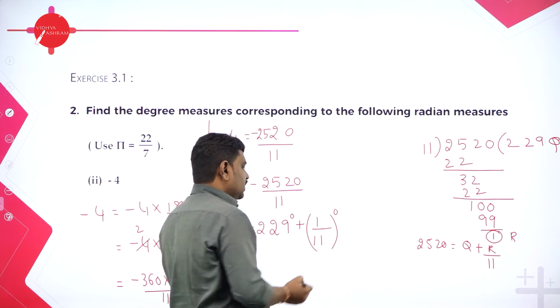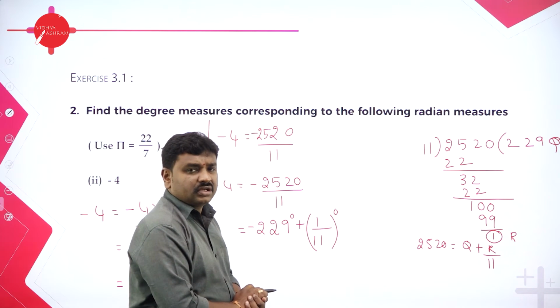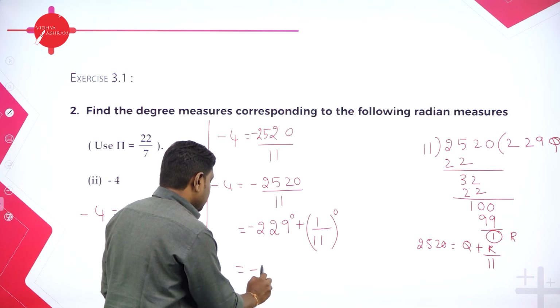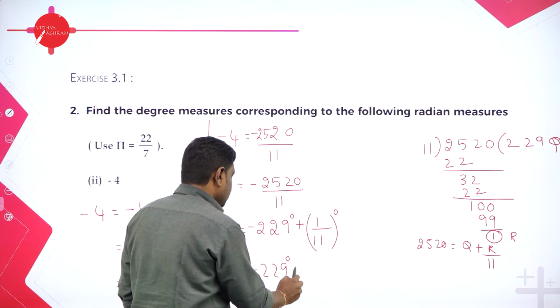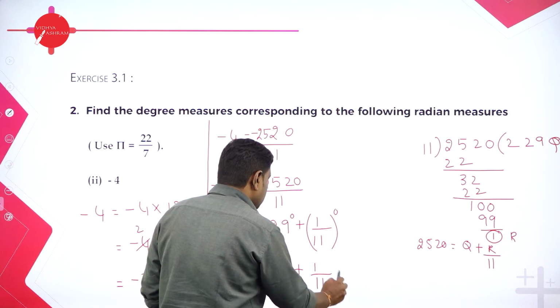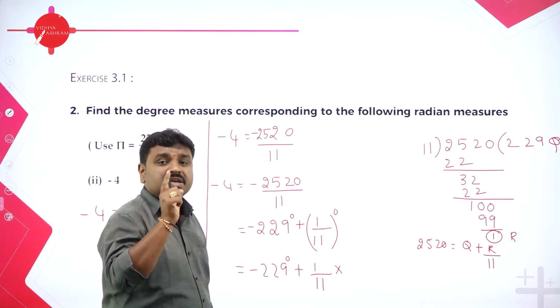This is again in degrees. How to convert degrees to minutes? Multiply by 60. So minus 229 degrees plus 1 by 11 into 60, because 1 degree is 60 minutes.